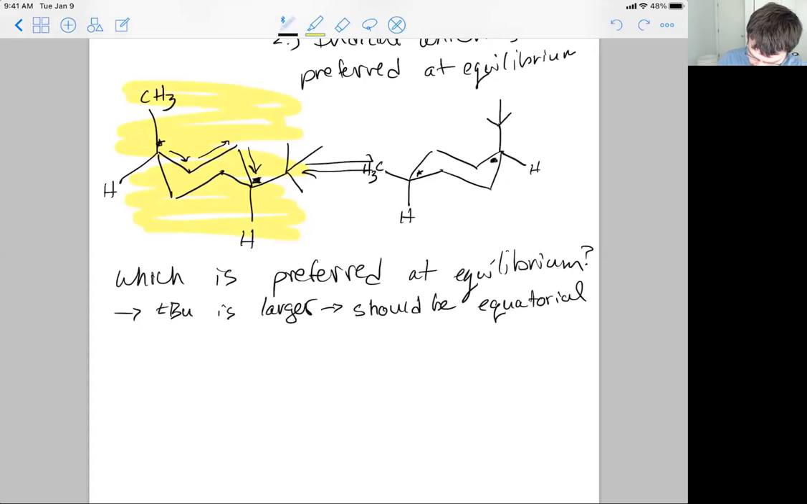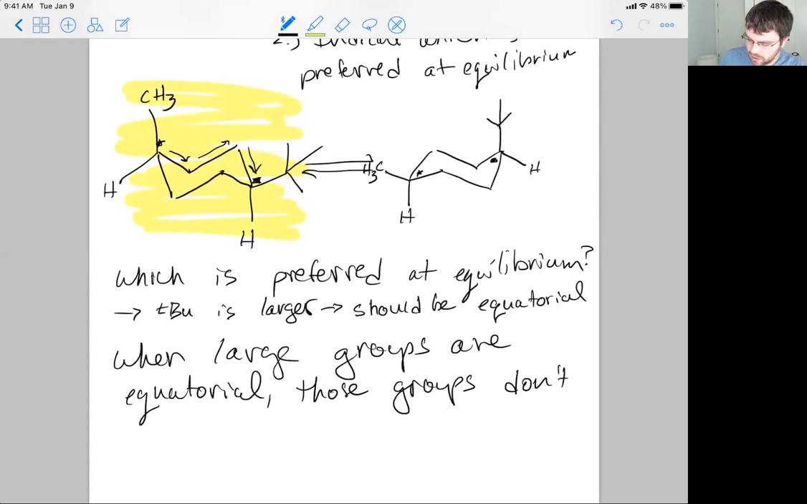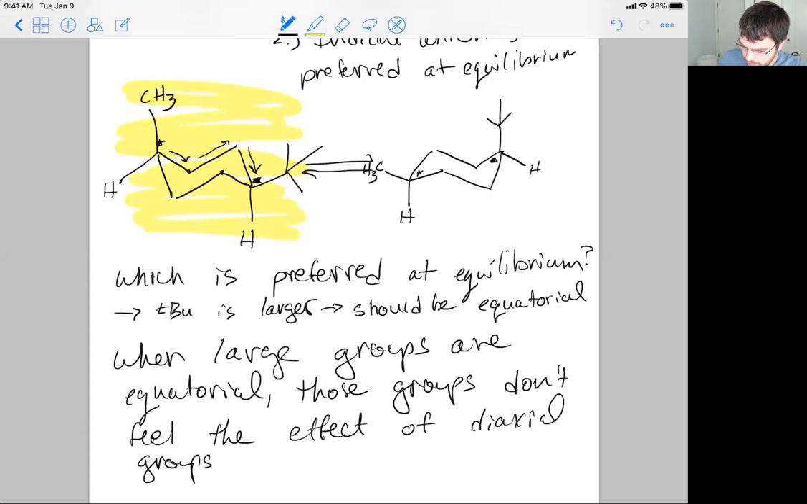I'm going to write that down. When large groups are equatorial, those groups don't feel the effect of the diaxial groups on the same face.